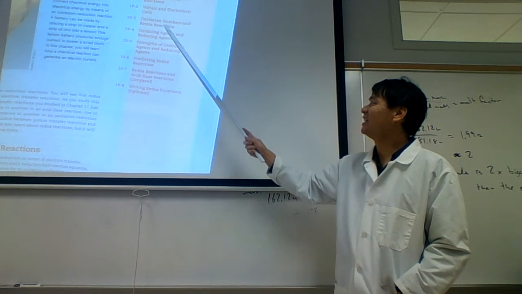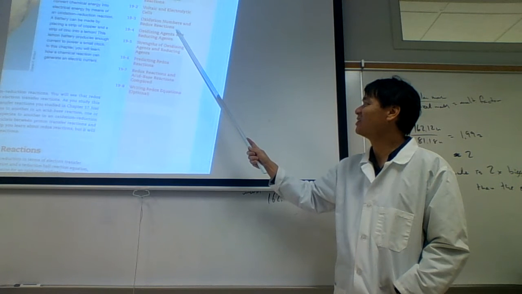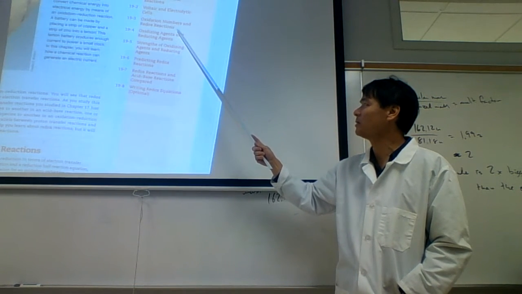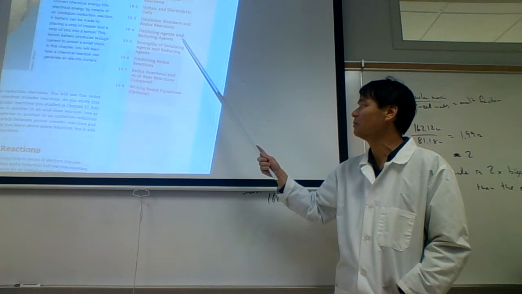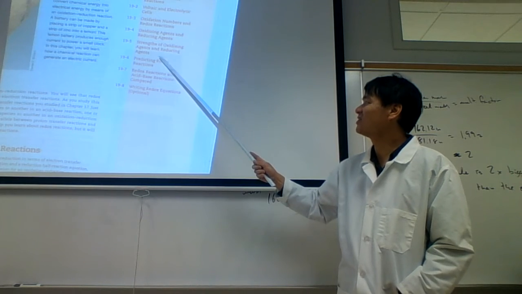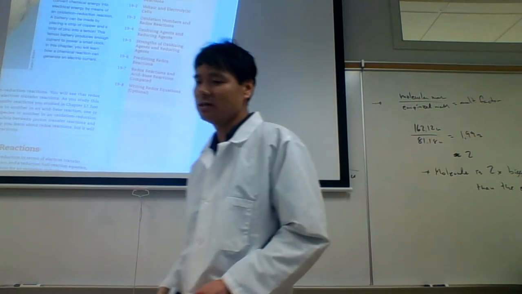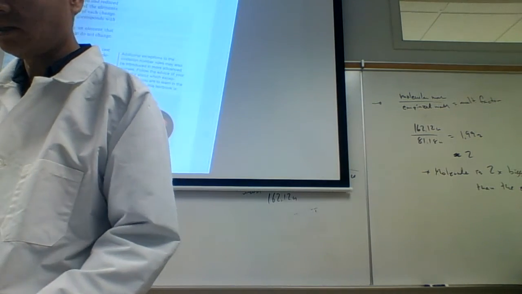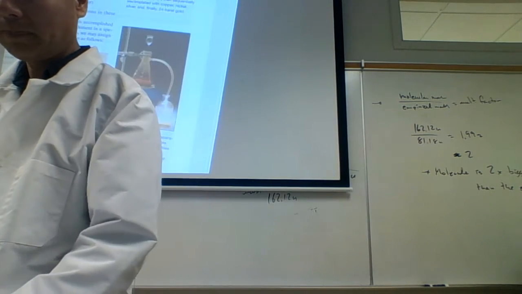So we skip this 19.2, we go straight to oxidation numbers. Oxidation numbers and oxidation states are very important, but we have a supplement that's written for that goes into it deeper than what the book does. We have oxidizing agents and reducing agents. And we have strengths of oxidizing agents and reducing agents. When we look at the strength of oxidizing agents and reducing agents, this is what we come up with over here.